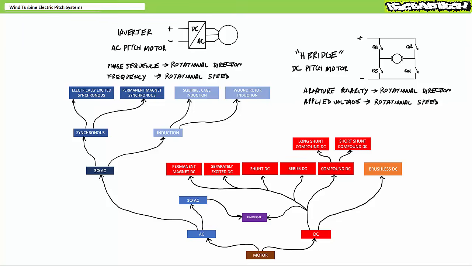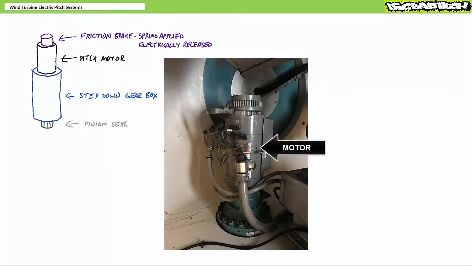Regardless of the choice of motor, DC or three-phase AC, these motors do not typically directly interface with the internally toothed pitch bearing, but rather do so through a step-down gearbox intermediary, which converts the high-speed, low-torque output of the motor to low-speed, high-torque mechanical power suitable for the pitching application.